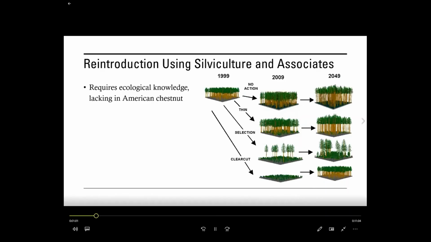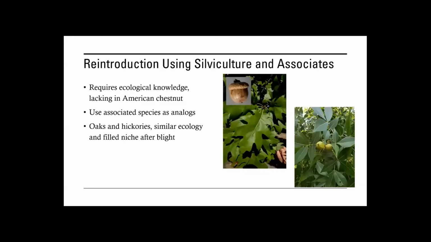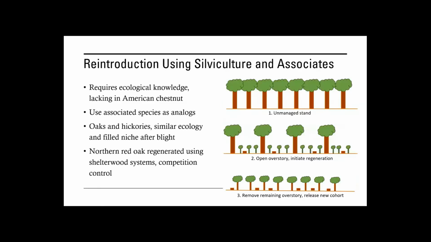We now have opportunities to reintroduce chestnut into its native ecosystem, which require very sound silvicultural methods. However, this requires knowledge of the species, which is lacking in chestnut due to it being lost by the blight. In this case, we can use associate species as research analogs, such as oaks and hickories that have similar ecology and are believed to have filled the niche of chestnut left open by the blight.